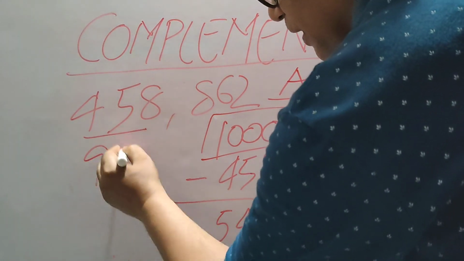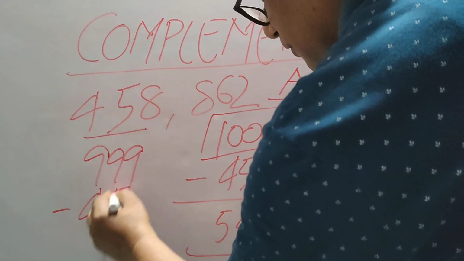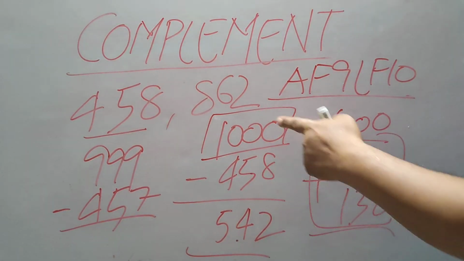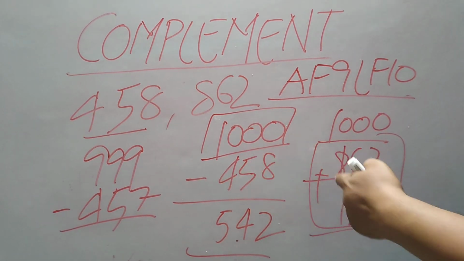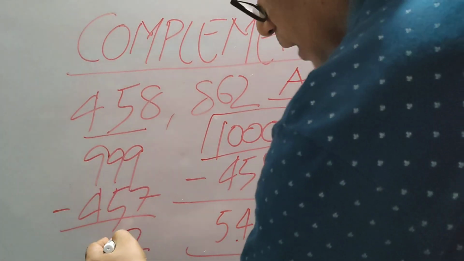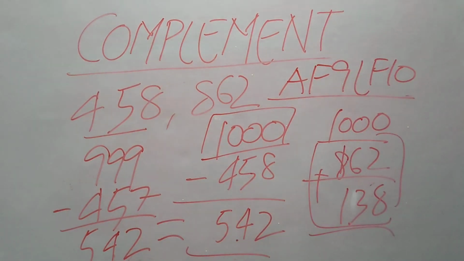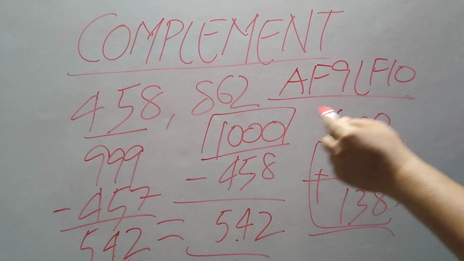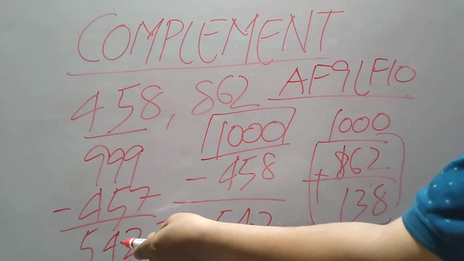Now in the same way, just as I have shown you earlier, how can I use the same concept? I will write down 999 minus 4, 5, 7. See, I have reduced both the numbers by 1. I reduced 1 from 1000, it is 999. I have reduced 1 from 458, it is 457. Now the complement will be 9 minus 7, 2, 9 minus 5, 4, 9 minus 4, 5. So it is coming equal to this only. What I mean to say is, either you can use this concept AF9, LF10, or you can reduce 1 from both and then you will get the same result, the complement of the number.